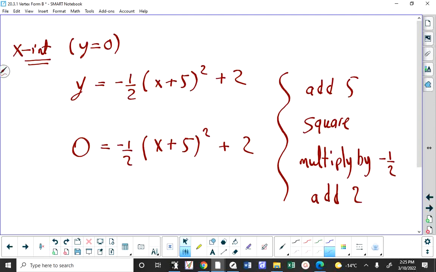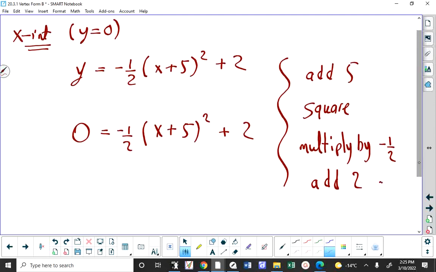We have to not add 5, we have to subtract 5. That's undoing. Not squaring, we have to square root. Not multiplying by negative 1/2, but dividing by negative 1/2. Not adding 2, but subtracting 2. We have to undo all 4 of those, but we have to undo them in the opposite order. So the very first thing I'm going to do is undo this first because it was the last thing done. So I subtract 2 from both sides. And I'm left with negative 2 equals negative 1/2 times x plus 5 quantity squared.